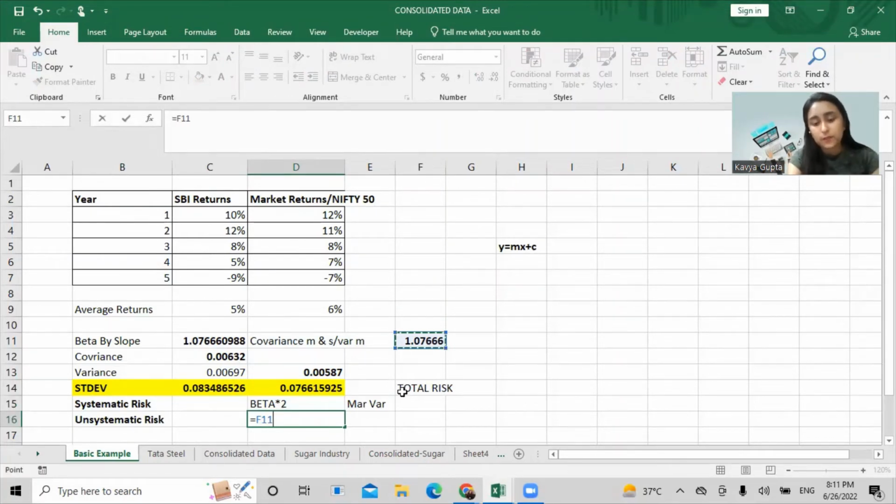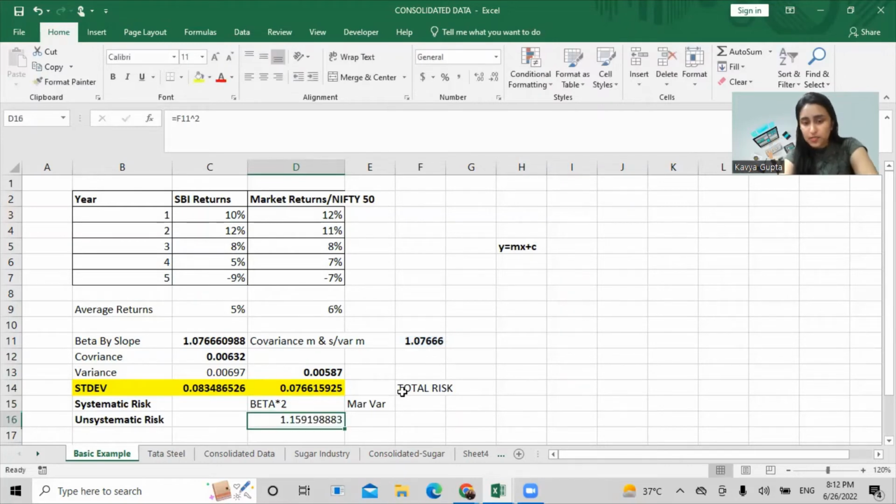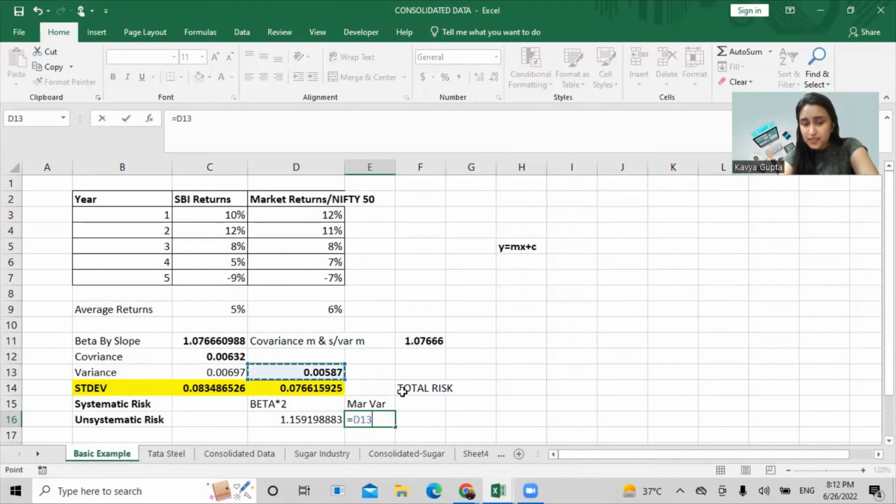टेल मी, पावर साइन कैसे आता है एक्सेल में, पता है किसी को? Shift plus 6. शिफ्ट प्लस 6, करेक्ट. सो मुझे इसका स्क्वायर निकालना है, तो आई राइट टू द पावर 2. तो ये आ गया मेरे पास. मार्केट का वेरिएंस कितना था? दिस इज द मार्केट वेरिएंस, करेक्ट? ठीक है या नहीं बताओ?